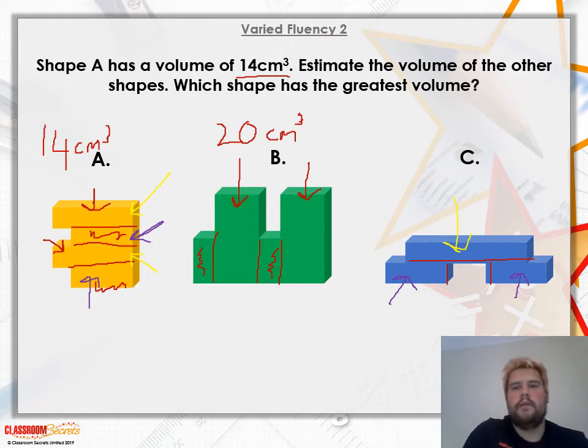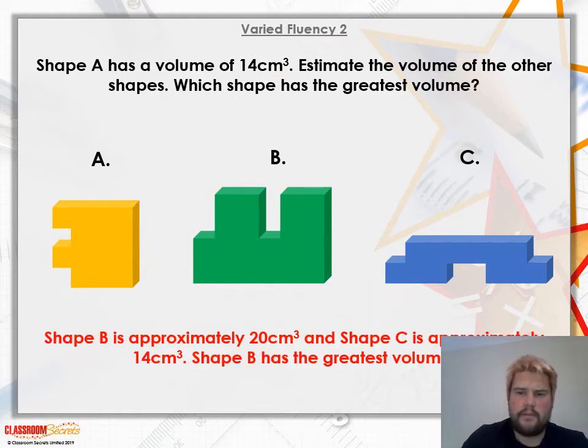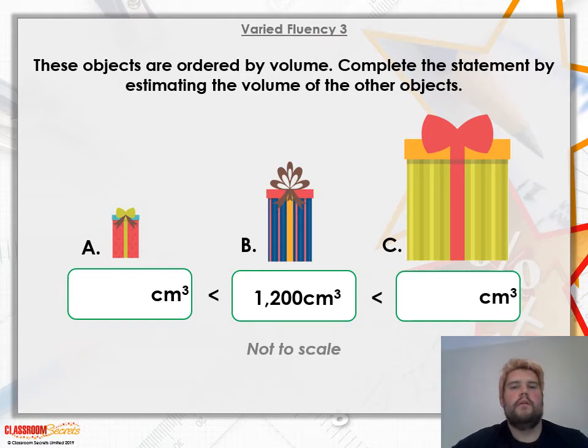So I'm just going to pop in 14 centimeters cubed. And now let's answer the question, which shape has the greatest volume? I would say definitely B. Okay, have a little look with the answers there. Remember, we don't have to be perfectly spot on. We're just working this out roundabout. Okay, so estimate. Nice and quick one.